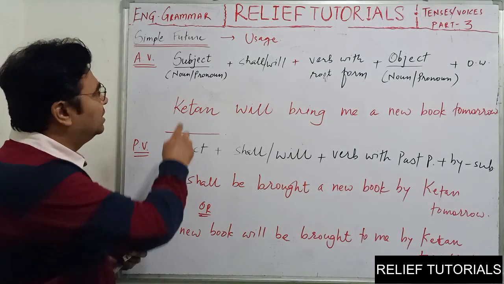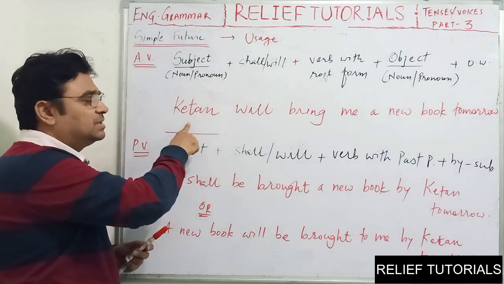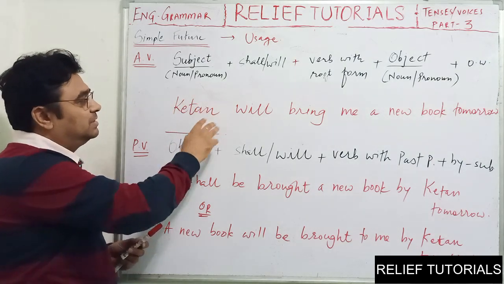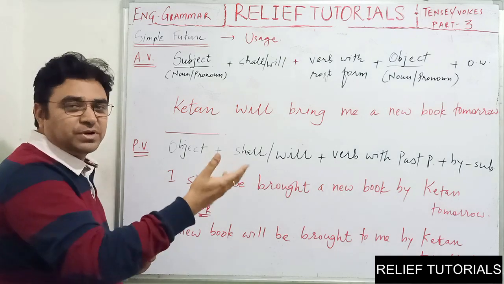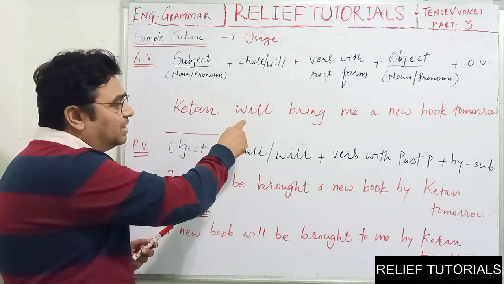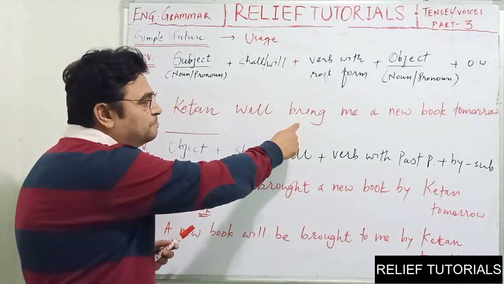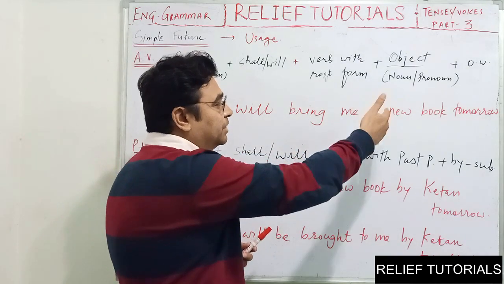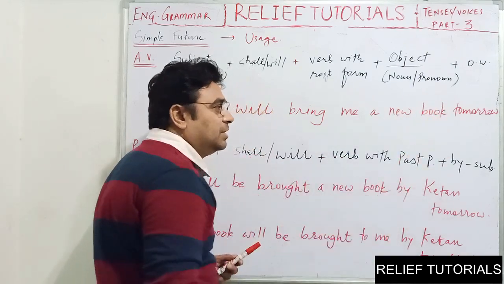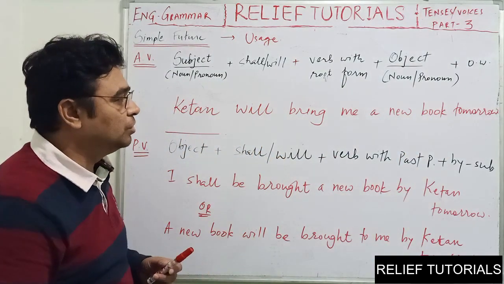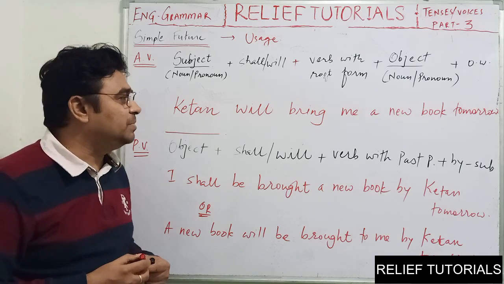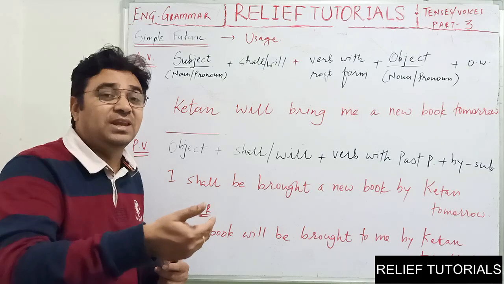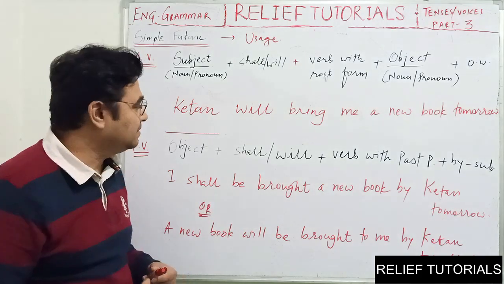So here we have the example. I've taken subject as my very close friend's name, Ketan. Ketan is a singular noun, third person singular, so it's followed by will. Then the main verb bring. Then the object me. Then another object, a new book, and then the time telling word, that is tomorrow. So the whole thing is Ketan will bring me a new book tomorrow. Ketan मेरे लिए कल एक नई book लाएगा, something like that.